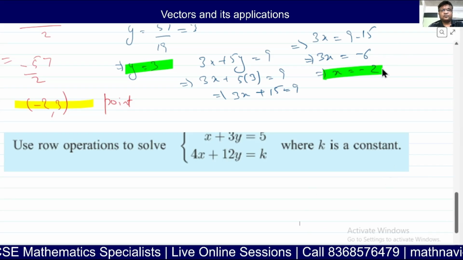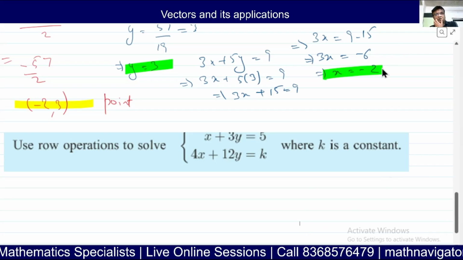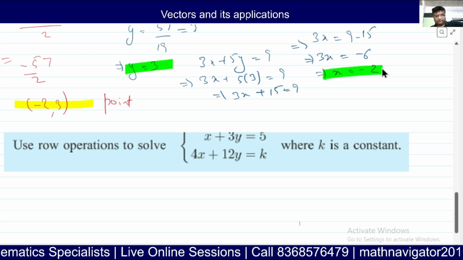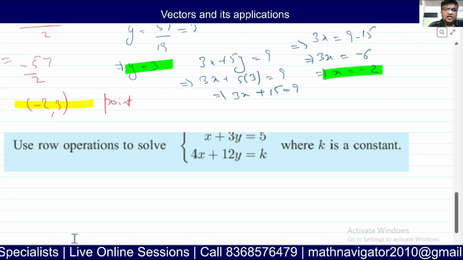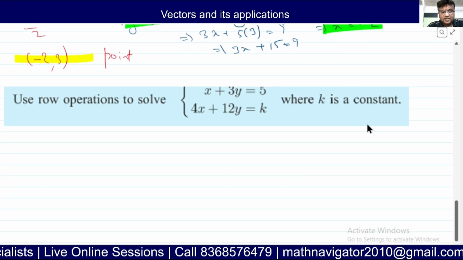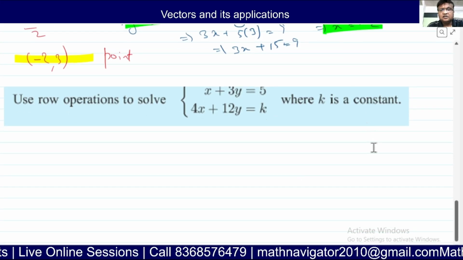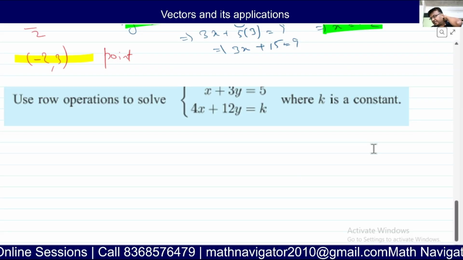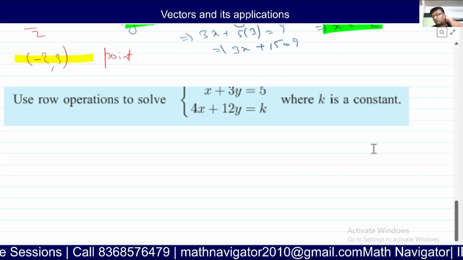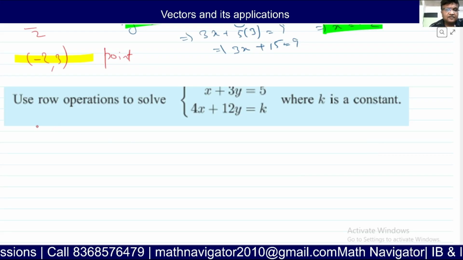So what does this mean? Here we have to find the value of k, where k is a constant. That means the system can have different types of solutions, depending on the value of k. So let's first solve it and then we'll see what happens.